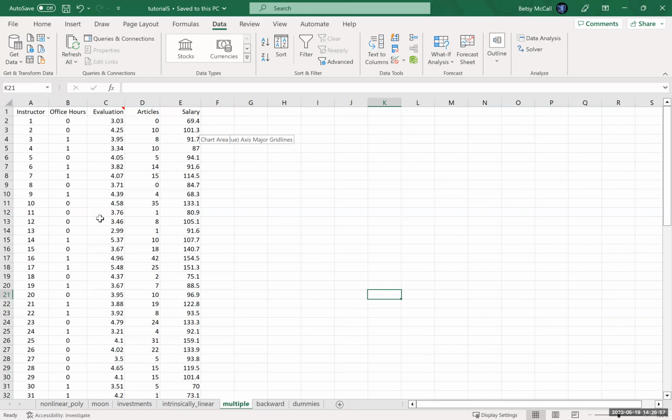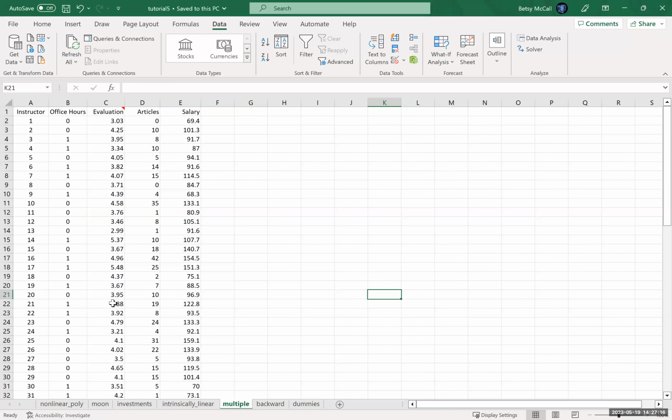Now, I'm simply making that selection for this example. We could certainly try to use these other three variables to predict their salary, but I'm more interested in looking at how we predict those evaluation scores.